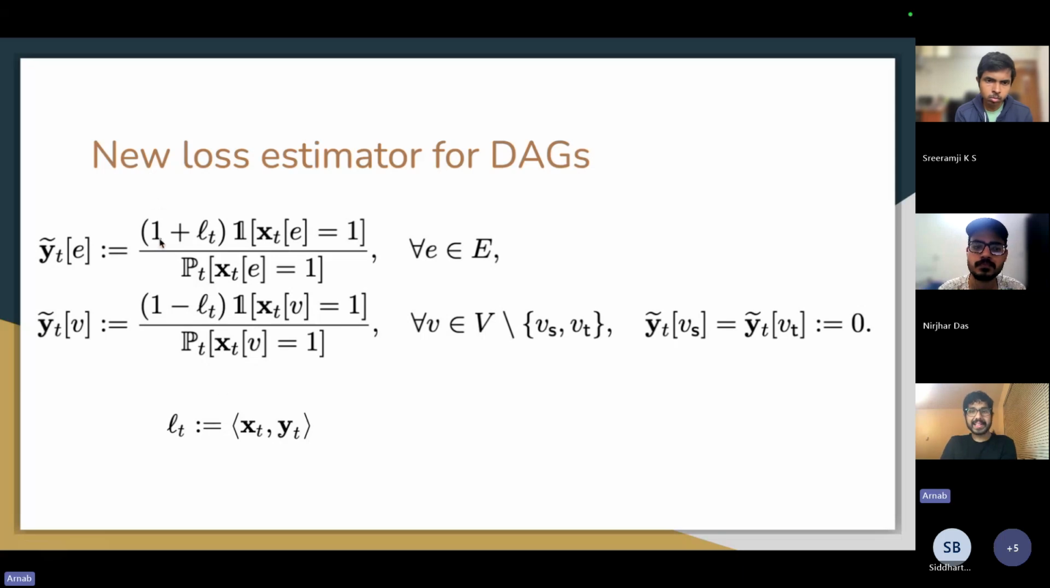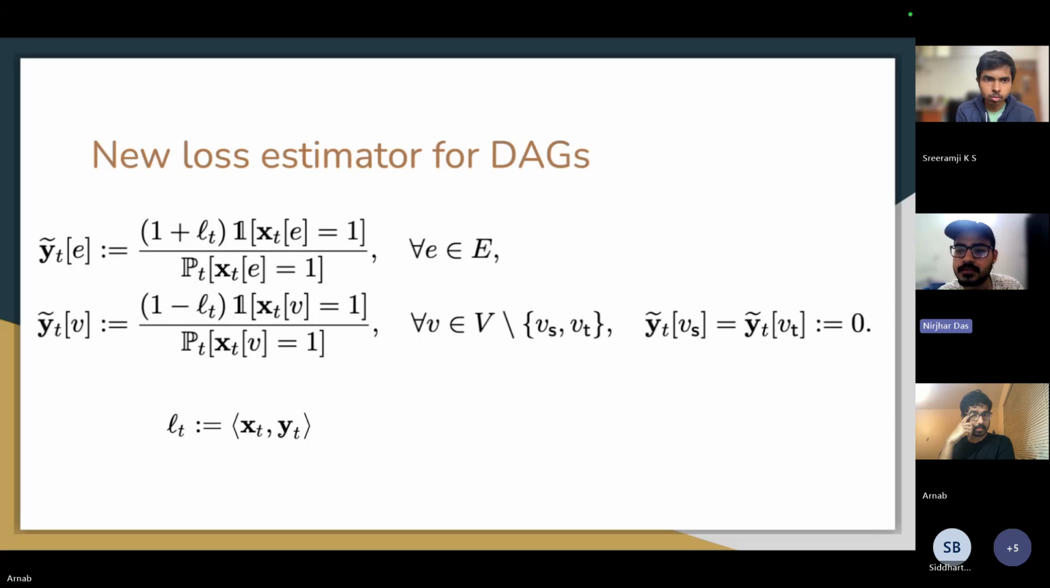The only reason I add the +1 here is that I want to keep the loss estimator non-negative, so that some calculations work out when I do the analysis. I required positive or non-negative loss estimators for that. But this is what the loss estimator essentially looks like for the DAGs. So this is an importance sampling kind of scheme. But the interesting part is that you have a loss for the vertices also.